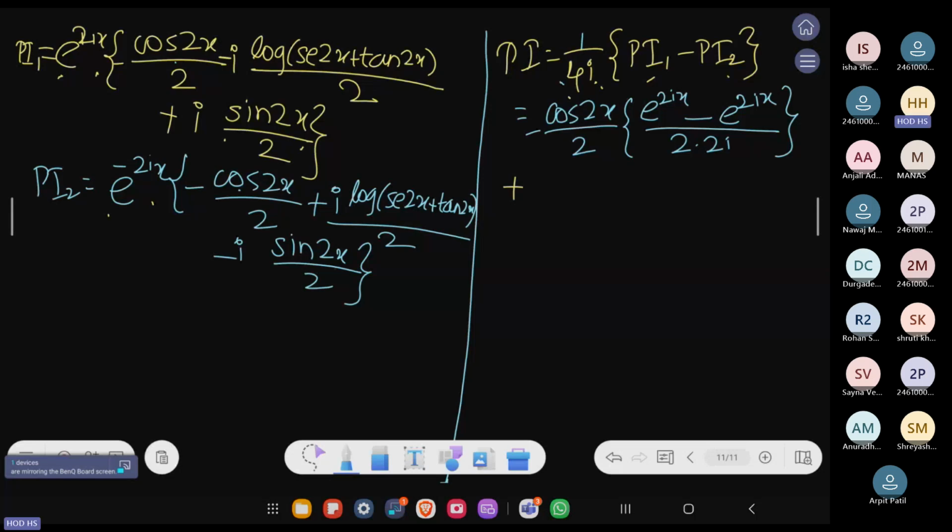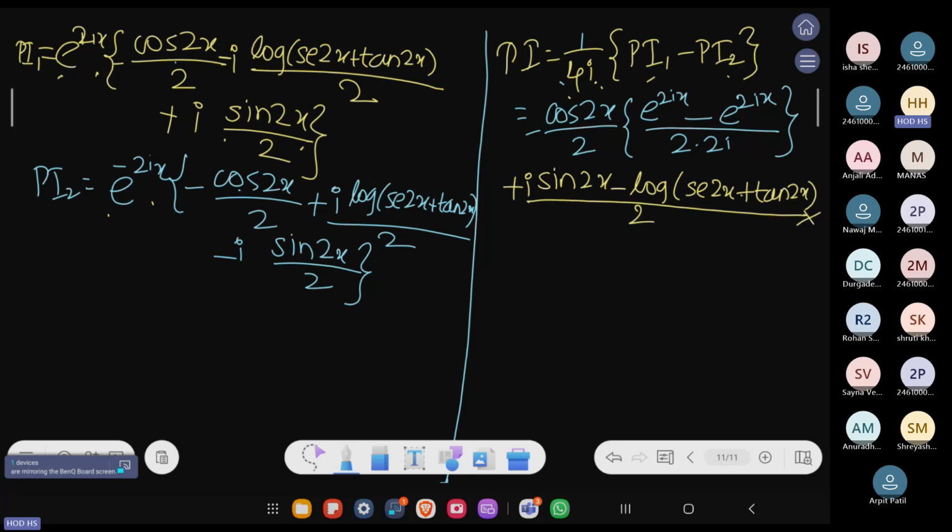The other term is (sin 2x minus i times log of (sec 2x plus tan 2x)) whole divided by 2, and this big term is multiplied by e to the power 2ix. And notice that here the signs are reversed for pi by 2. It is negative or that negative. So that's why it will be plus, right?